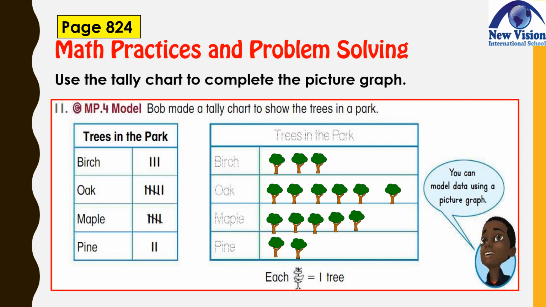The picture graph is about trees in the park. We have birch, there are only 3, oak, 6, maple, 5, and then pine trees, we have 2. So now let us compare our tally chart and picture graph. In the tally chart, there are 3 birch trees. So in the picture graph, we have also 3. In the tally chart, there are 6 oak trees. So in the picture graph, we have the same number. Same with maple trees and pine trees.